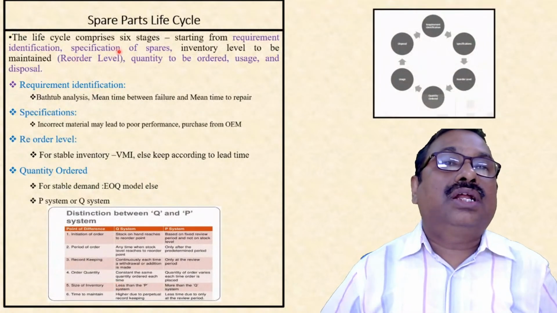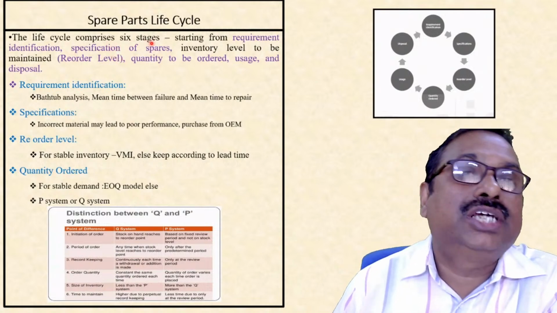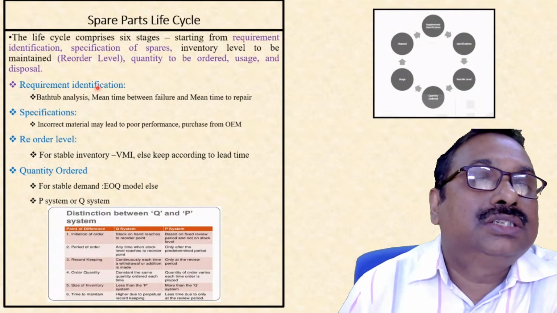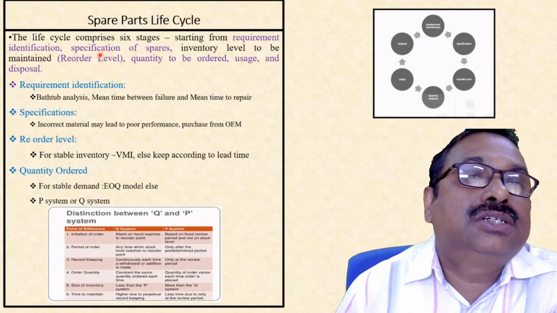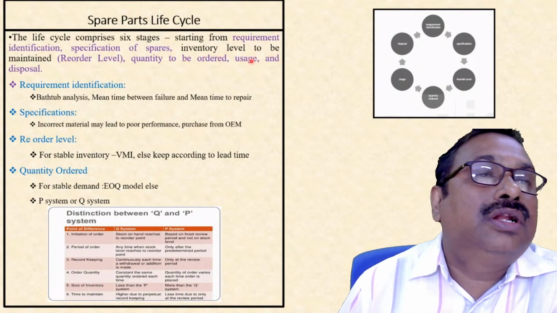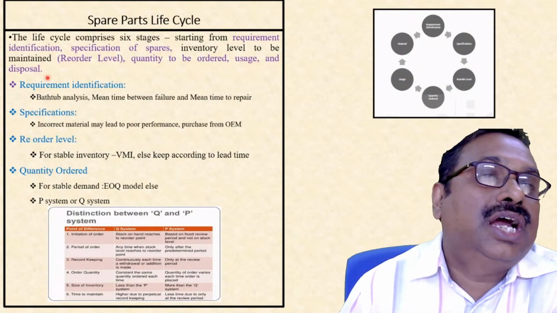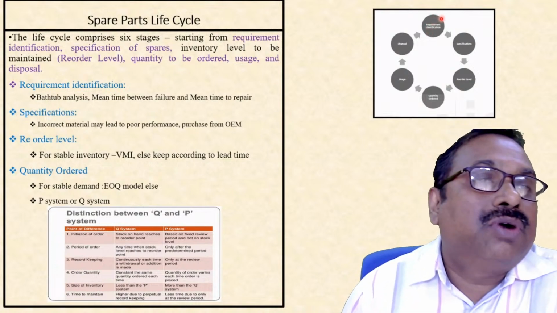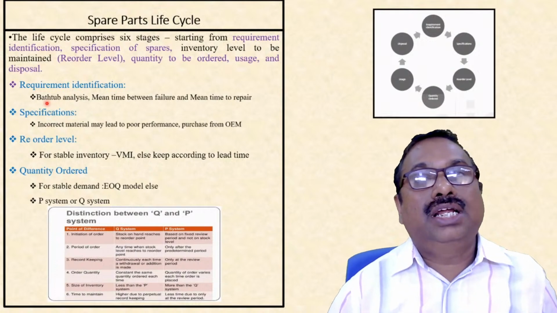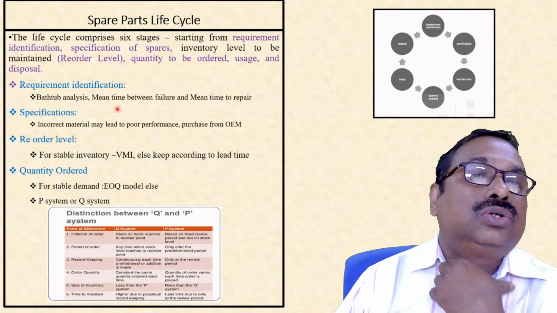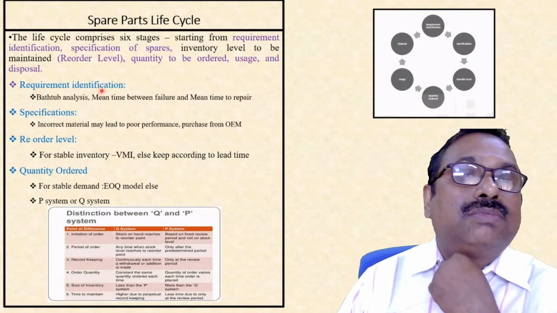The last one is the spare parts life cycle. It comprises six stages. First is requirement identification. Next is specification of spares. Next is the inventory level to be maintained, the reorder level. Next, the quantity to be ordered, usage and disposal. So first is requirement identification. As we have seen in the bathtub analysis, we calculate the mean time between failures and the mean time to repair. This is the requirement identification.